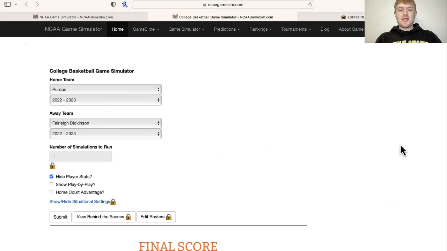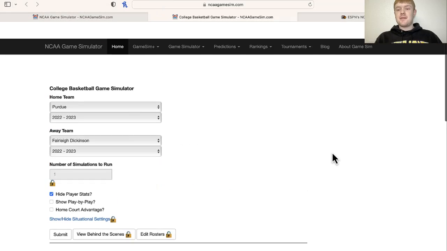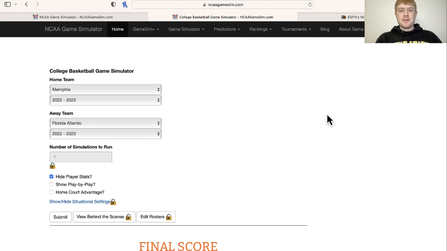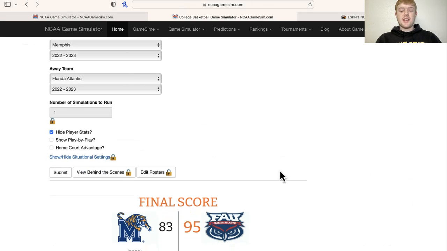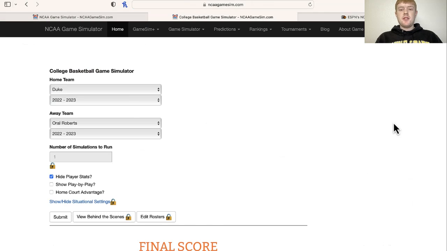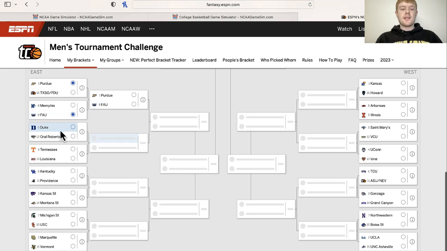For the first game in the East region, we have Purdue versus Fairleigh Dickinson. I've put Fairleigh Dickinson in there over Texas Southern just because they have a better record, and Purdue beats them anyway. Purdue moves on. And in the next matchup of the 8 versus 9 seed, Florida Atlantic beats Memphis by 12 to move on. And now we have Duke versus Oral Roberts, and Duke wins. They move on to the next round.